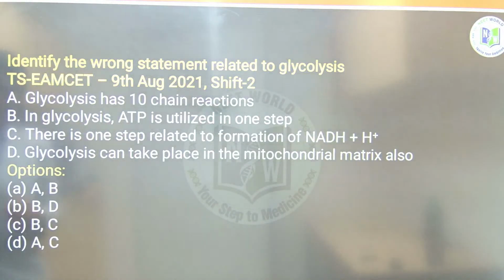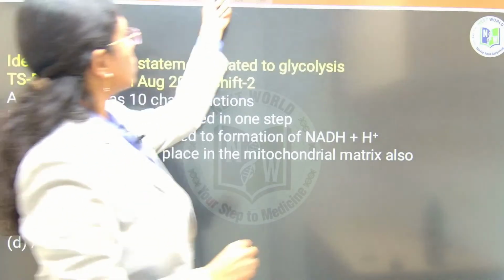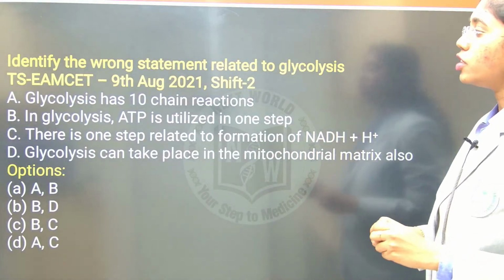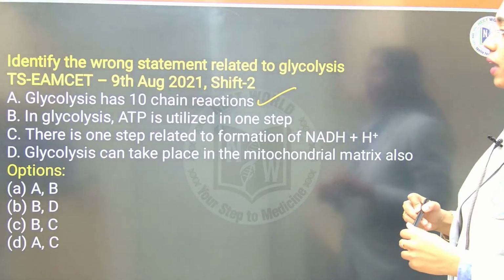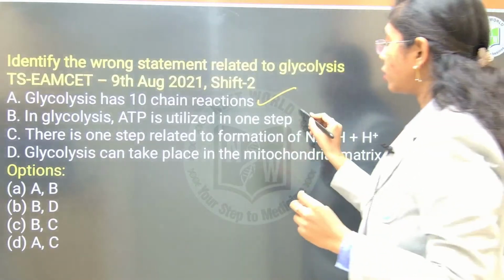Look at this question. Identify the wrong statement related to glycolysis. Glycolysis has 10 chain reactions. True. In glycolysis, ATP is utilized in one step only. No, ATP is utilized in 2 steps.